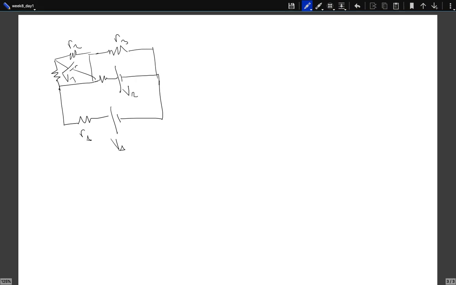Now, we cannot just say that the resistors are simply parallel or simply connected in series. Neither can we say that the batteries are connected in series or in parallel. So how do we solve such a circuit? How do we find the currents running through various parts of this circuit? There what we use is what are called Kirchhoff's rules.